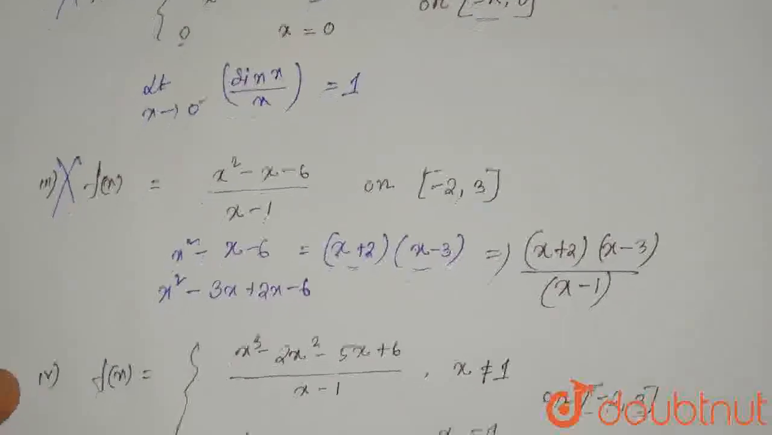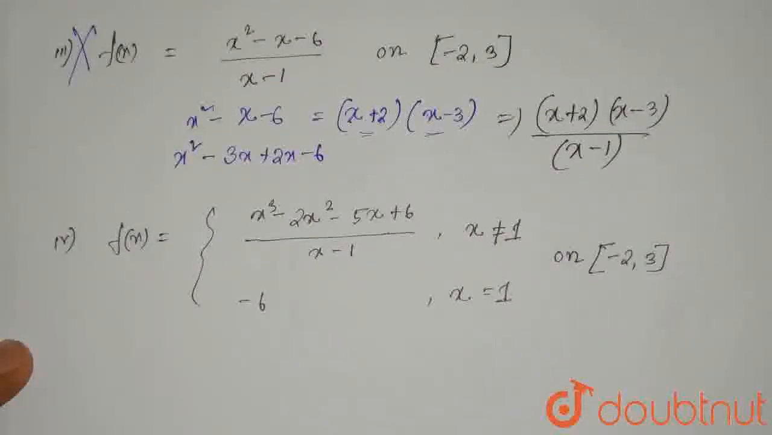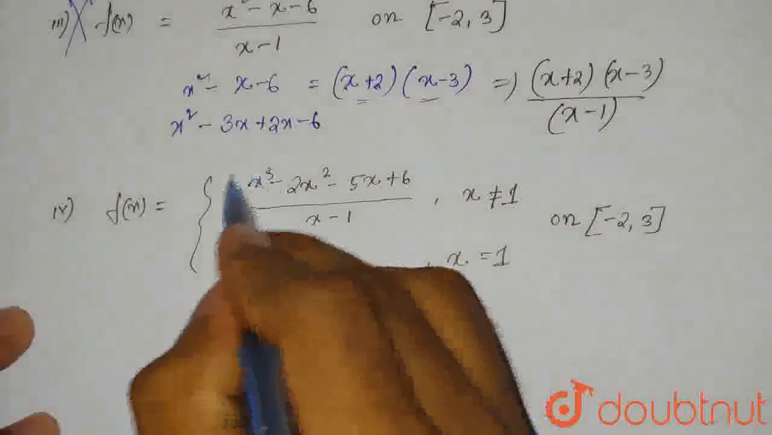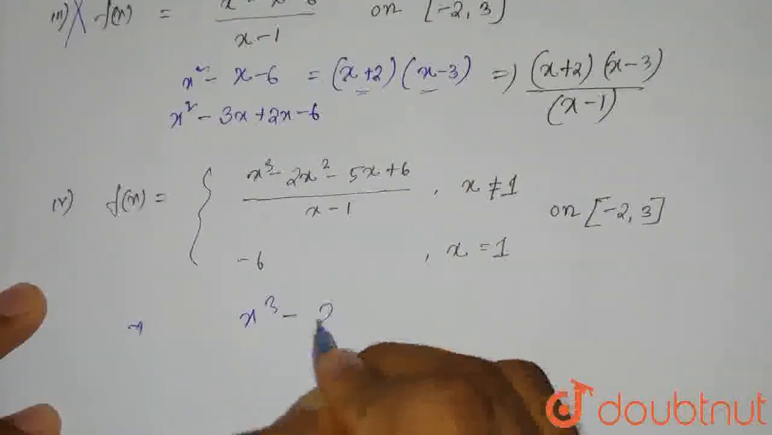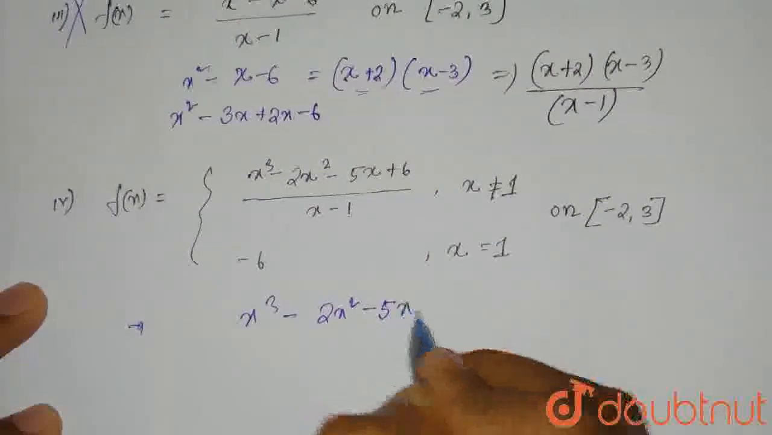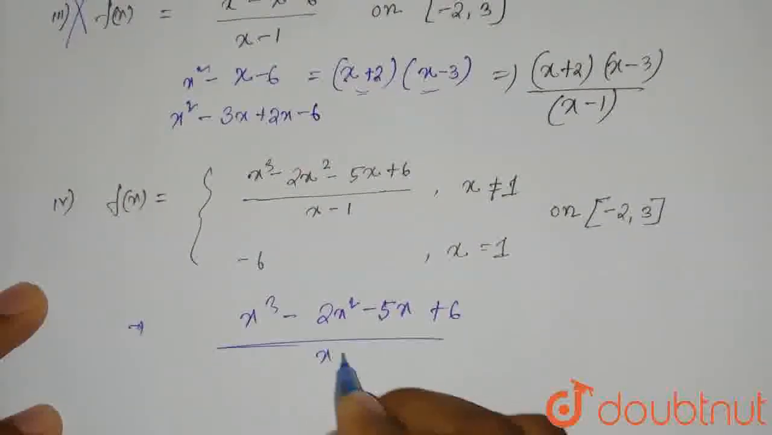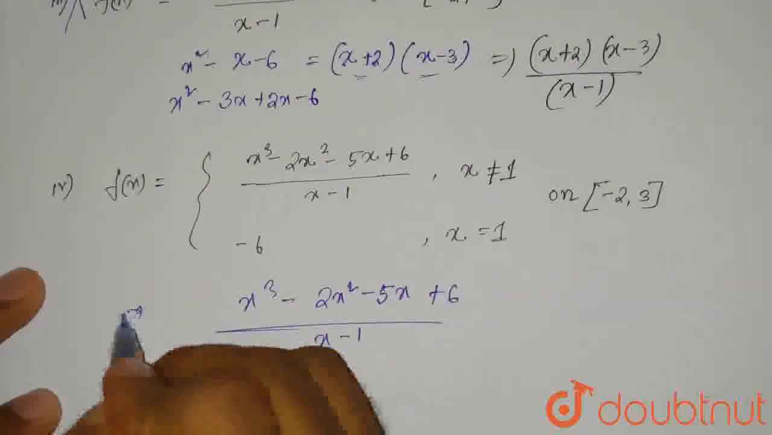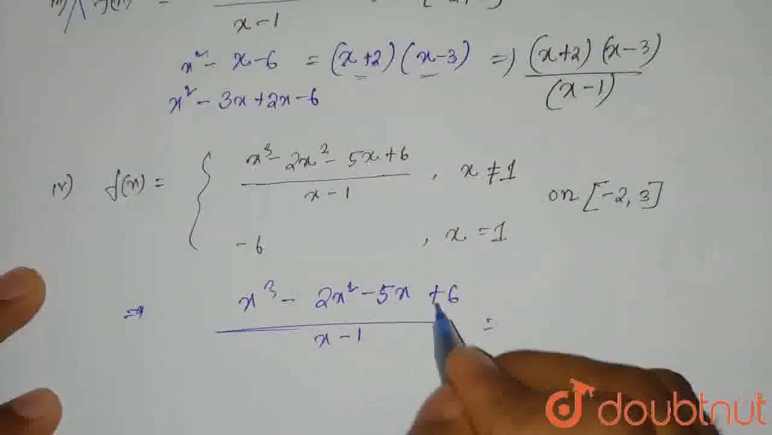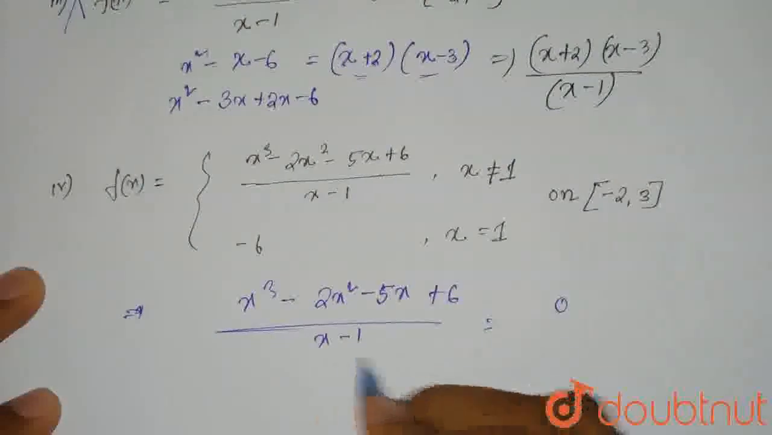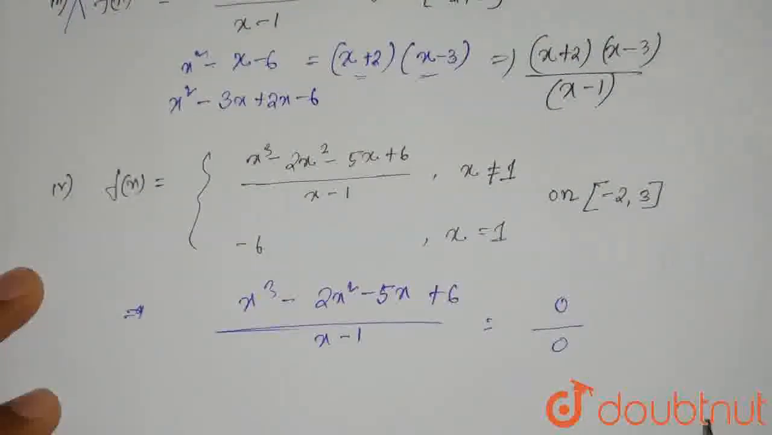So our third option is also not correct. This is not continuous. Now let's consider our fourth option. Here you can see you are given this function: x cube minus 2x square minus 5x plus 6 divided by x minus 1. If we put x equals 1, this function becomes 1 minus 2 minus 5 plus 6. So ultimately this will become 0. The denominator is also 0, so it is a 0 by 0 form. That means here we can apply L'Hospital's rule.